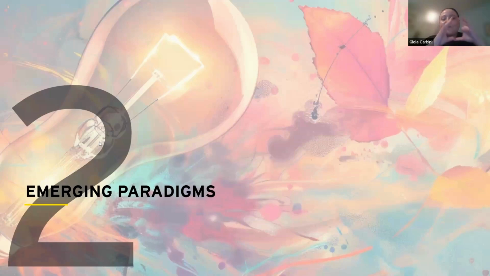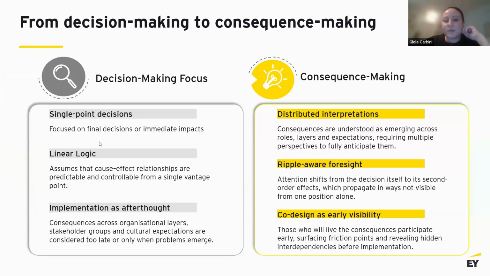And so what I would like to do right now is just to go through some paradigms that I think are relevant. I will try to be very light on that, but I think that we have more or less 6 paradigms that are worth discussing together, because on one side, we see that what we do is make a shift from decision making to consequence making. So a shift that concerns the locus of institutional attention.